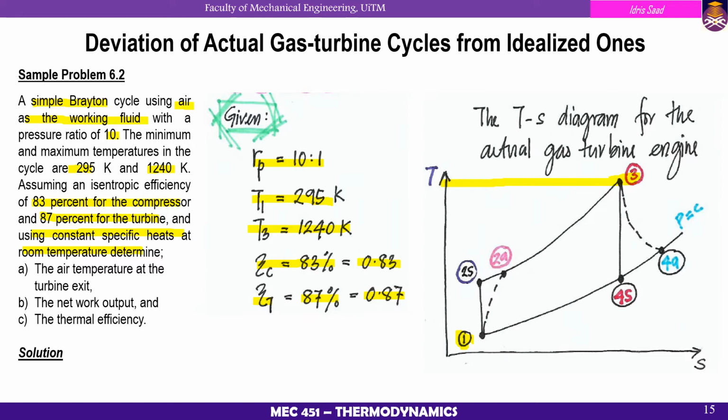Now the question asks us to determine the air temperature at the exit of the turbine, which is 4A, and then the net work output, and then the thermal efficiency. This is the typical TS diagram for the actual gas turbine engine. As you can see, we have state number 1 here, then state 2S, state 2A, state 3, 4S, and state 4A. So this is the actual gas turbine TS diagram.